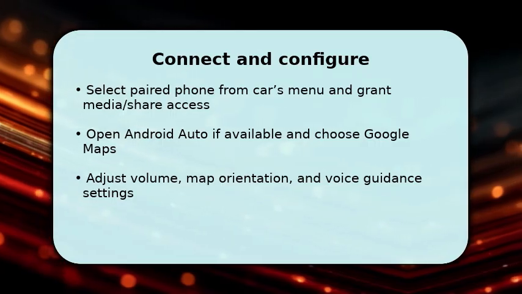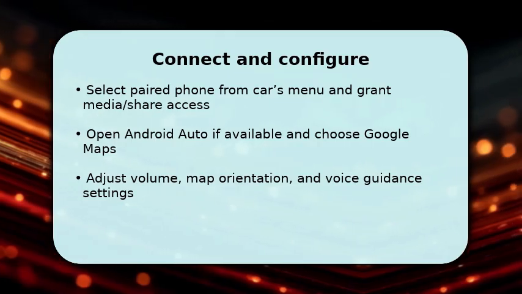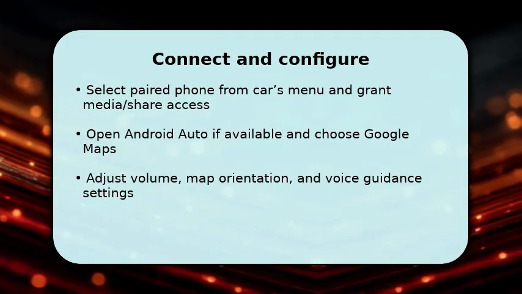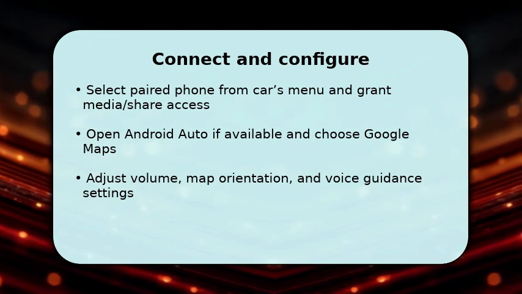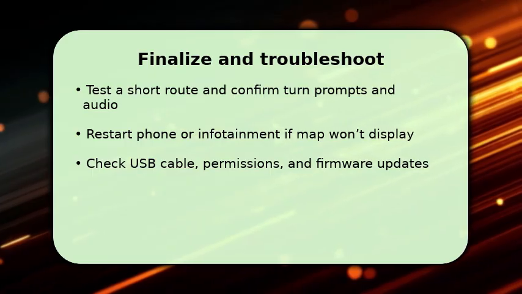Make sure voice guidance is enabled in Maps and the car's audio source is set to phone or Android Auto. Once configured, set map orientation and route preferences so directions match how you drive. Now finalize by running a quick test route and following 1 or 2 turns to confirm visual and spoken directions.